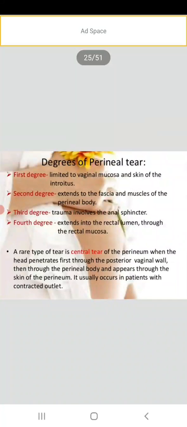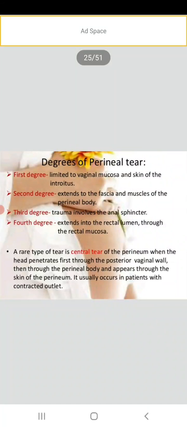Okay. Then degrees of perineal tear. The first degree is limited to the vaginal mucosa and skin of the introitus. Second degree extends to the fascia and muscles of the perineal body. Third degree trauma involves the anal sphincter. Fourth degree extends to the rectal lumen through the rectal mucosa. These degrees you can assess by seeing the pictures. Before, I have shown the slides, the pictures; if you have gone through those pictures, then only you can identify these degrees of perineal tear.